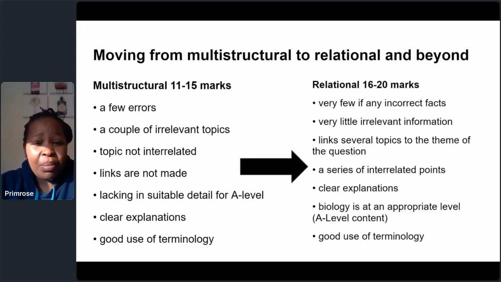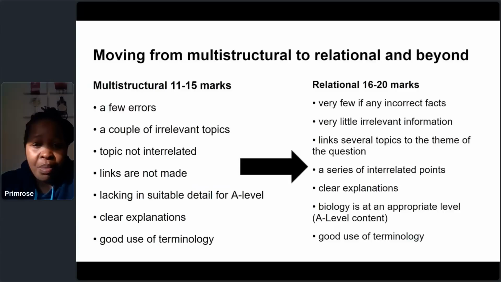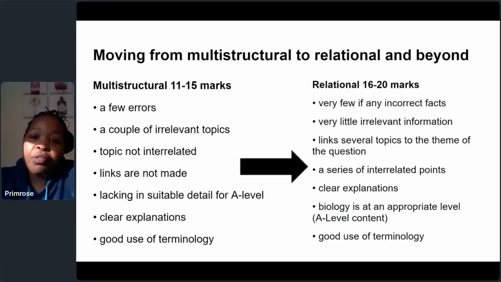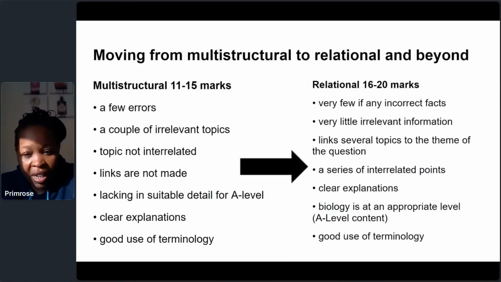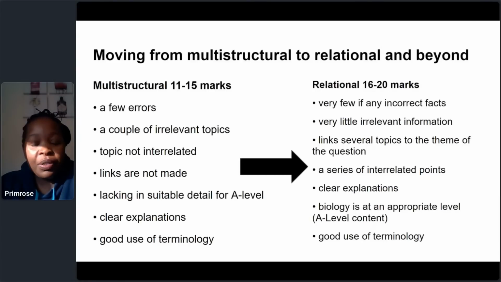You can have some irrelevant information, but again, very minimal, ideally none, if you've read the question and you've linked it to the question. And what a relational essay does is that it reads as a story. One paragraph links to the next one, which links to the next one, and it's interrelated points and very clear explanations, and the biology is at A-level content.